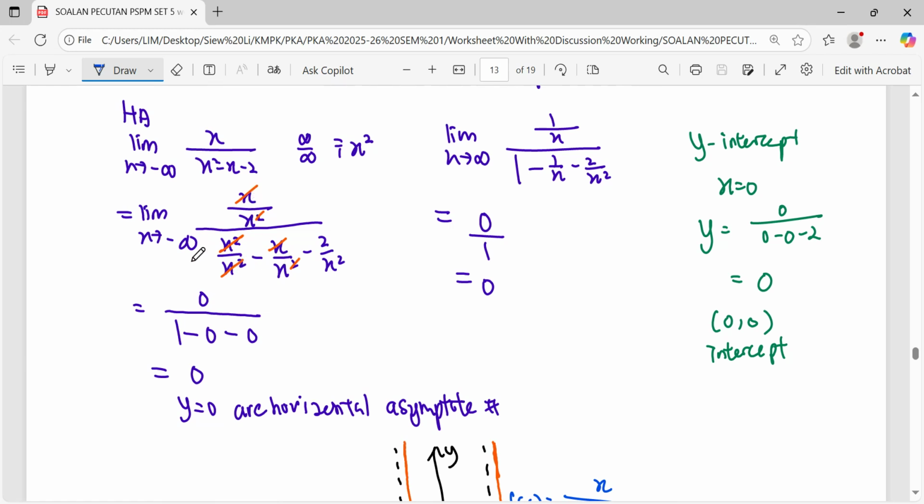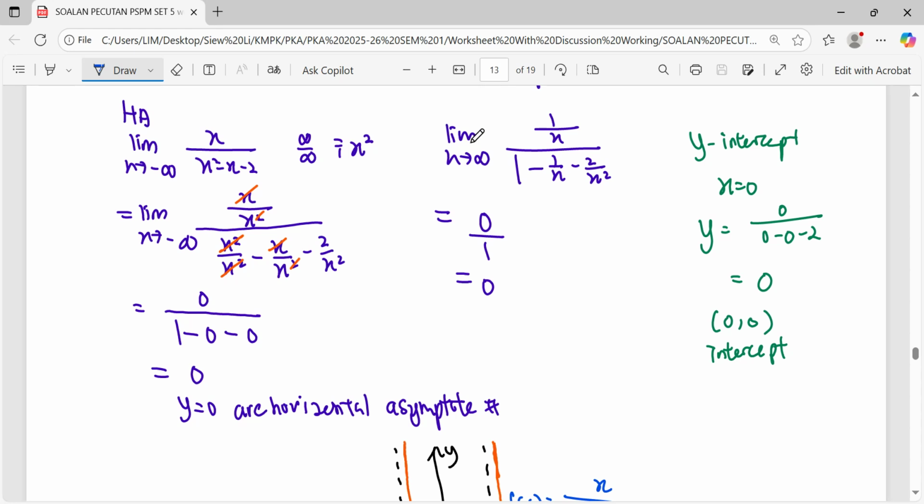After we simplify, we can evaluate the limit again. Substitute 1 over infinity, we get 0. This is the remaining 1. This is 1 over infinity, we get 0. 2 over infinity also we get 0. Finally, we get 0 over 1. Don't just write 0 as the horizontal asymptote. We have to write it as an equation, which means y equals 0 is the horizontal asymptote.